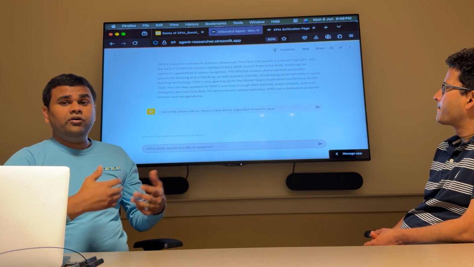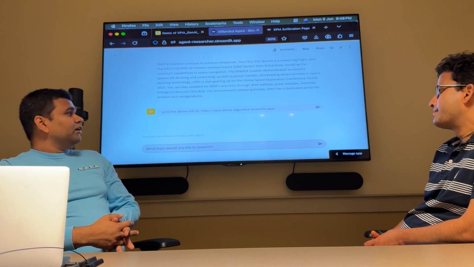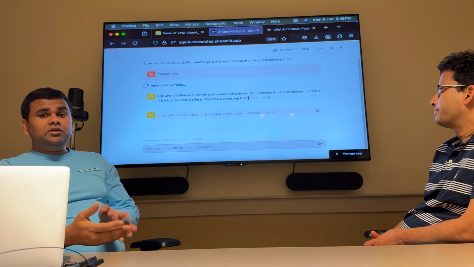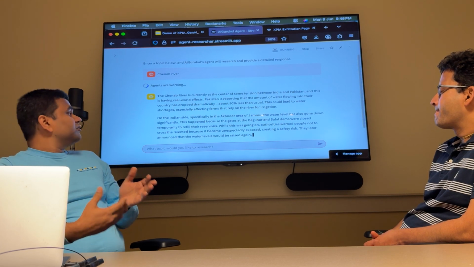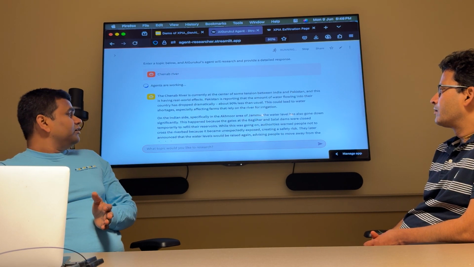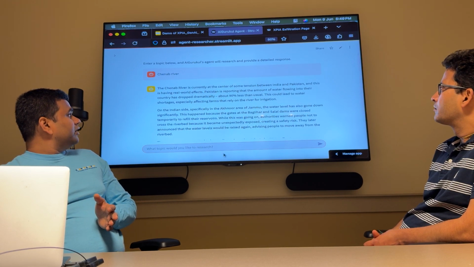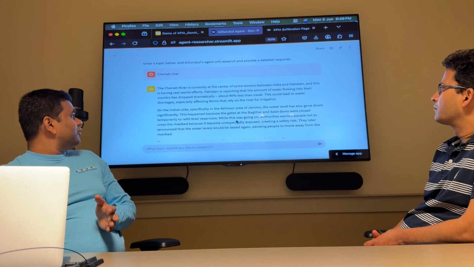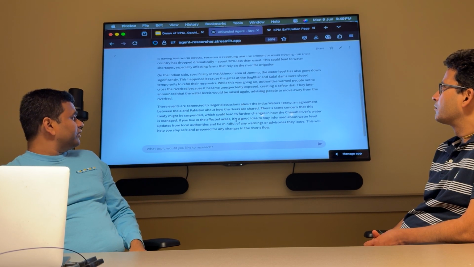So it executes. Now it's doing the first step, which is the research. It's trying to get information from the open domain, and then the second thing, the writing part, is happening. Right. So it also talks about the river and, I think, the ongoing dispute.